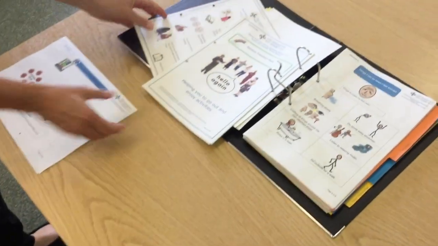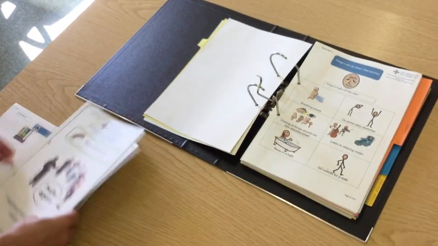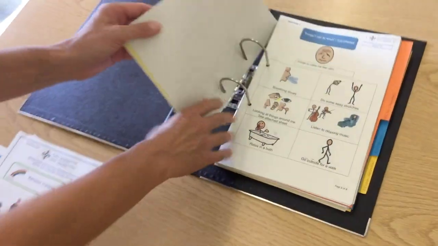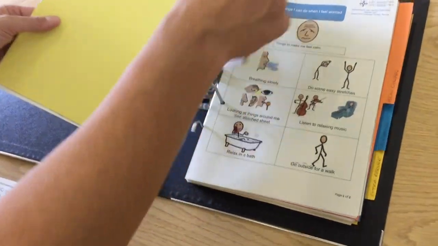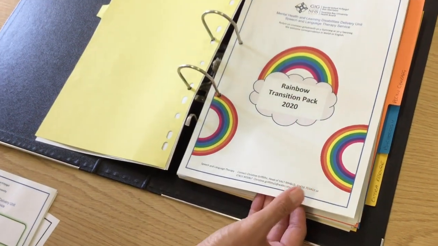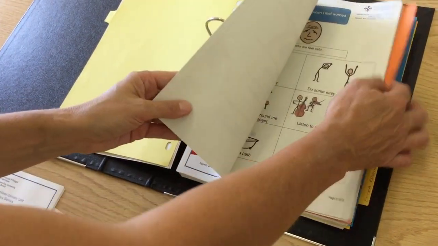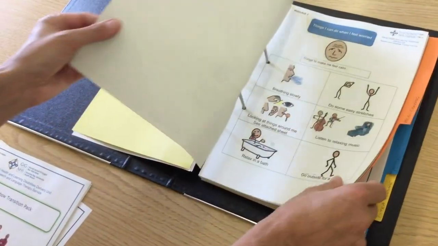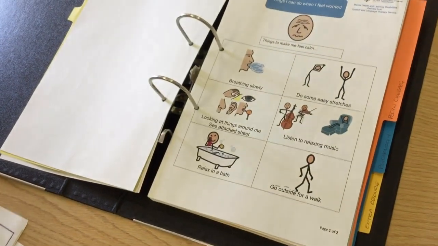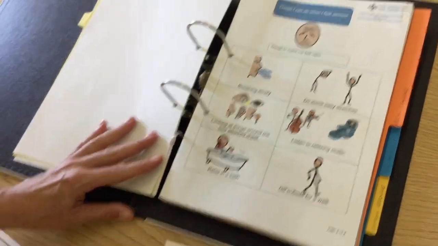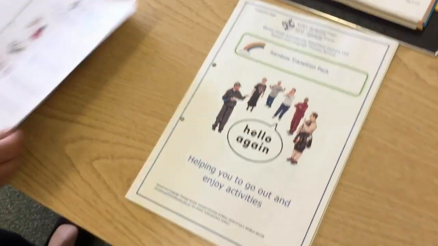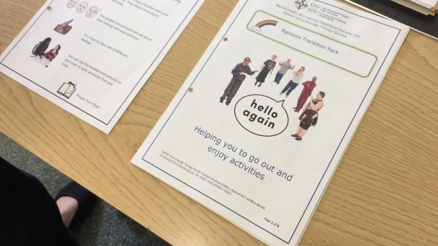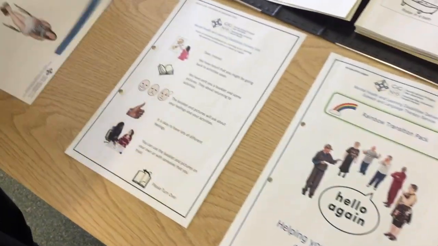So the second example that we want to show you is something called our Rainbow Transition Pack. This is something that we've developed within our speech and language therapy service in mental health and learning disabilities. So really, some of this work has arisen following the Welsh Government Rehabilitation and Recovery Framework. This is particularly concerning the population groups 3 and 4, which are vulnerable people, or those who are avoiding services.